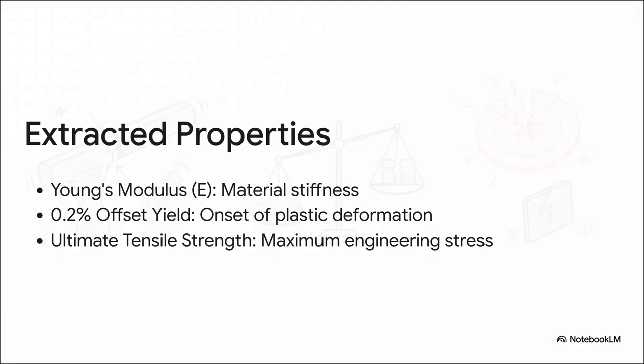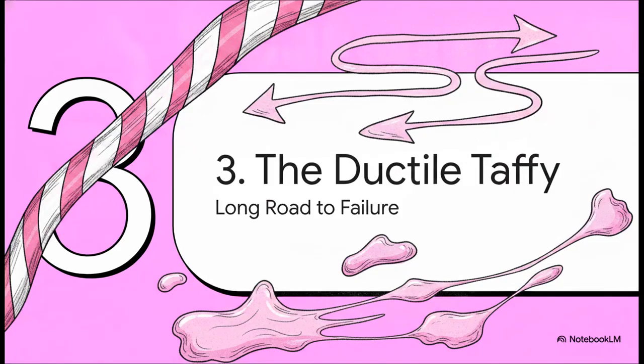So from this test data, engineers can extract some highly essential mechanical properties. The slope of that initial straight line, that gives us Young's modulus, which is the material stiffness. The peak of the curve gives us the ultimate tensile strength. But here's a really fascinating detail for you. Many metals, like aluminum alloys or stainless steel, they don't actually show a sharp, obvious yield point. They don't just suddenly give way. So engineers use this clever workaround called the 0.2% offset yield strength. They basically draw a parallel line starting at 0.2% strain just to find a standardized, practical point where that permanent plastic deformation kicks in. That brings us to Section 3, the ductile taffy, the long road to failure.